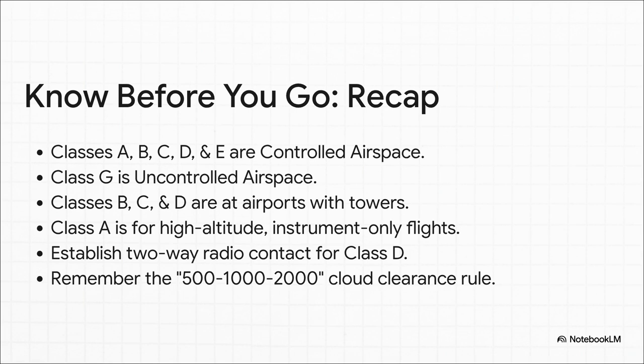All right, let's bring it all home with a quick recap. The biggest thing to remember, classes A through E are all controlled. Class G is the only one that's uncontrolled. And remember that trick. If you see a tower, you're looking at Class B, C, or D. Class A, that's that superhighway way up high for instrument flights only. Flying into Class D, you absolutely have to talk to the tower first. And no matter where you are, always, always keep that cloud clearance in mind. 500 below, 1,000 above, and 2,000 feet to the side.